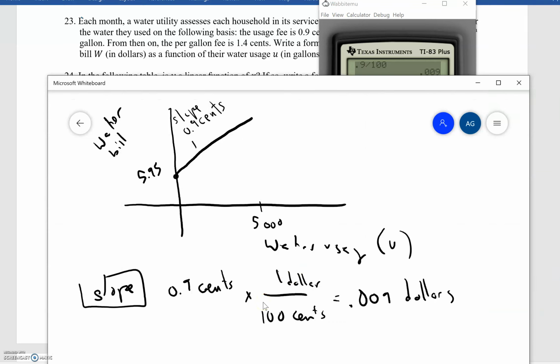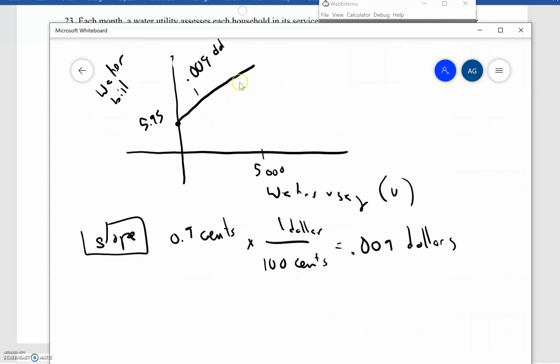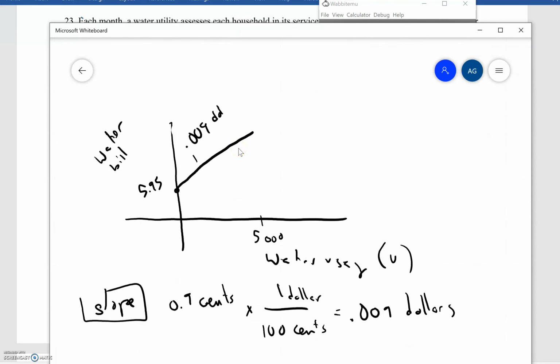And so actually, I should go up here and fix that. My slope is $0.009. That's supposed to say dollars. Let me make this a bit larger. Dollars per gallon. Okay, so that's the slope of my first piece.